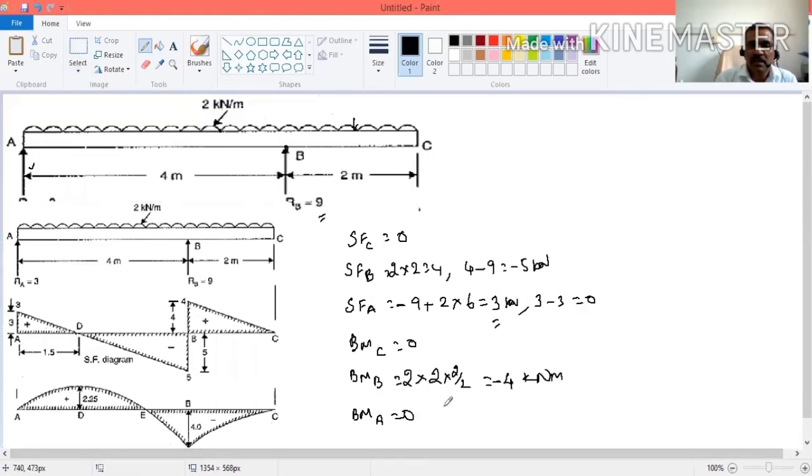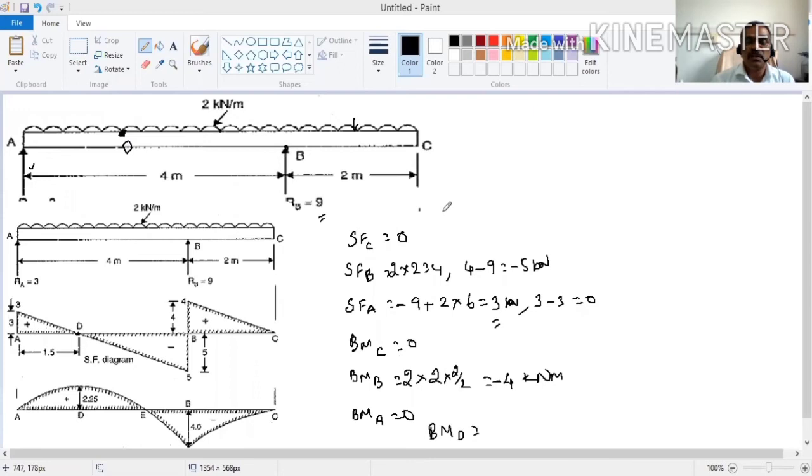What is the value of bending moment at D? First you have to locate this point. How to find this location? According to the shear force diagram, at this point shear force is equal to 0. Either you have to consider the right side or the left side. The point may be somewhere here. At point D, shear force is equal to 0.